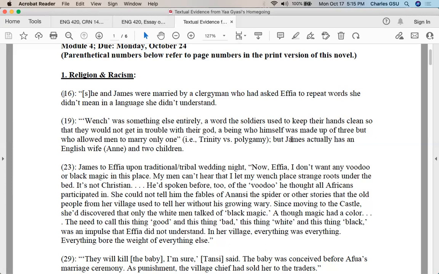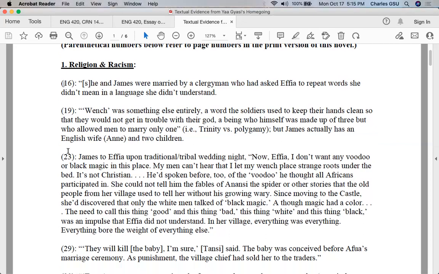And it goes on to point out on that same page that James actually already has an English wife back in England named Anne and two children. So he's a polygamist and therefore a hypocrite in the eyes of Christian theology and the Bible.